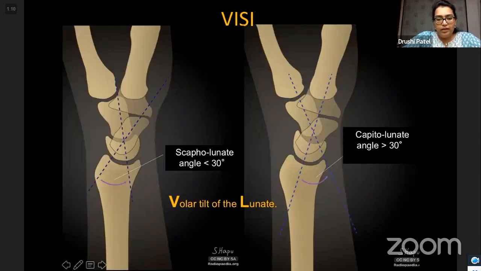Versus VC, wherein this is the lunate axis. So when there is volar tilt of the lunate axis, that is resulting in a reduced, obviously, scapholunate angle, increased capitolunate angle, that is VC.